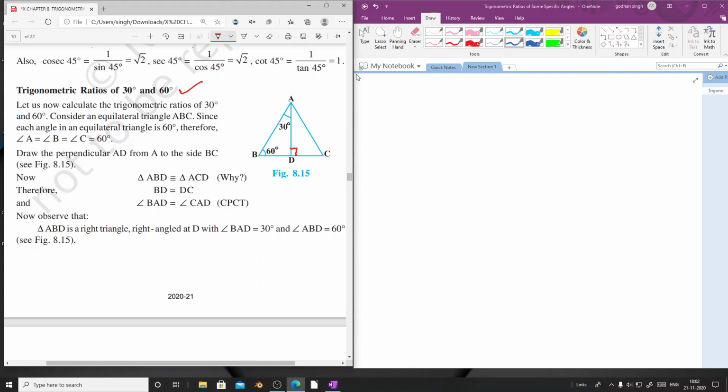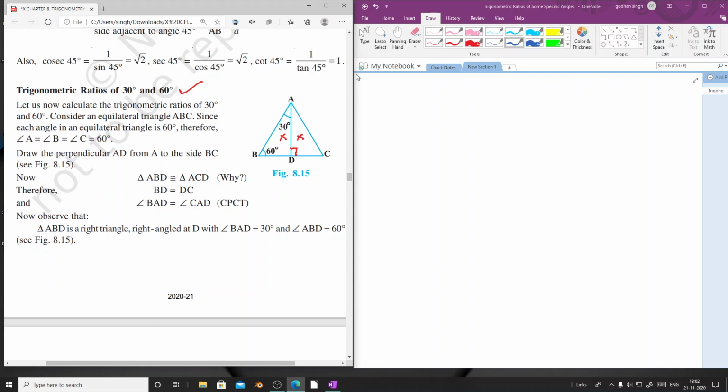Now we can easily prove that triangle ADB and triangle ADC both are congruent. How we can prove that? You can see that in both the triangle AD is common. Also angle ADB and angle ADC both are 90 degree, and AB and AC are equal. Why they are equal? Because triangle ABC is an equilateral triangle, and in an equilateral triangle all the sides are equal. So we will be getting triangle ADB and triangle ADC both as congruent by RHS.